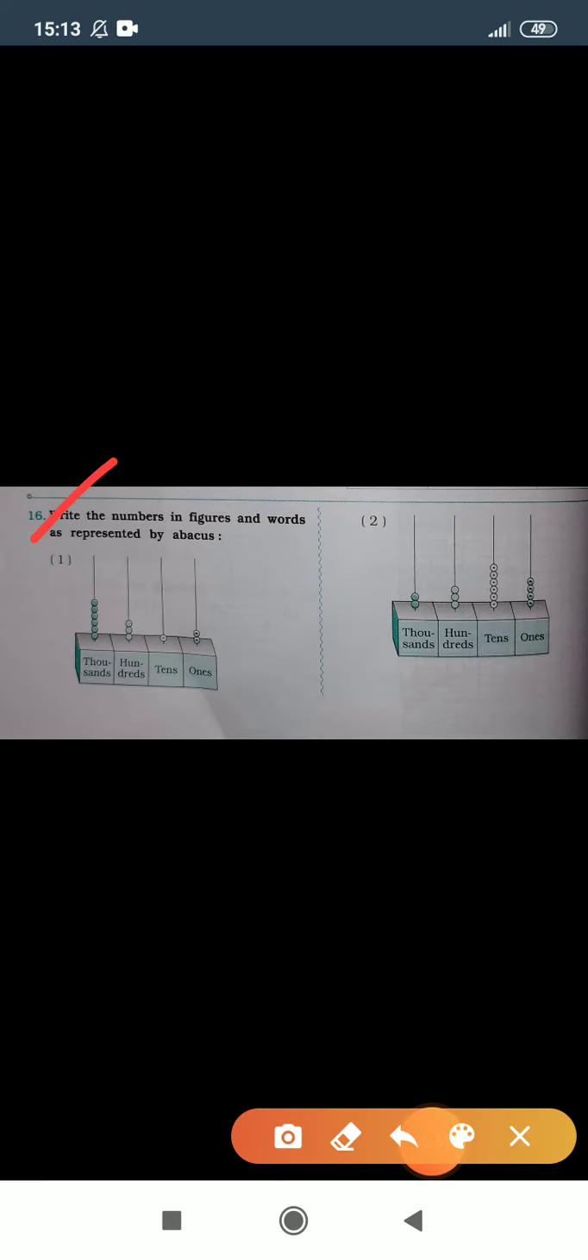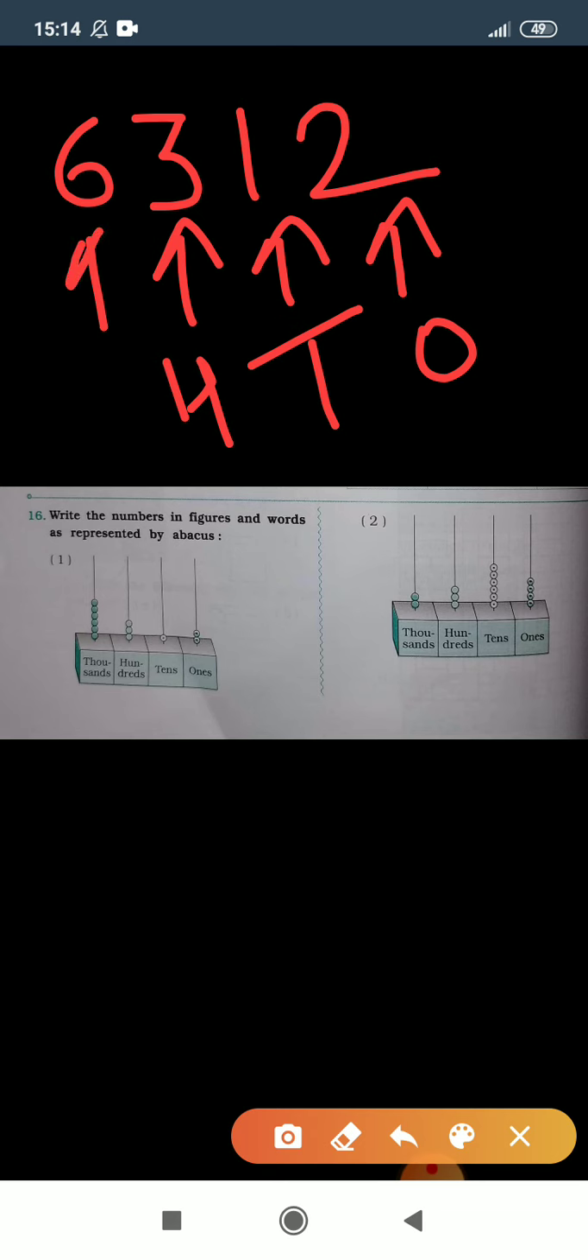Now we'll solve this question number 16. Write the numbers in figures and words represented by abacus. You can see here abacus were given. Now we need to find the numbers and the words as represented by abacus. Let's start the first one. In first row how many beads were there? 6 beads were there. So 6.